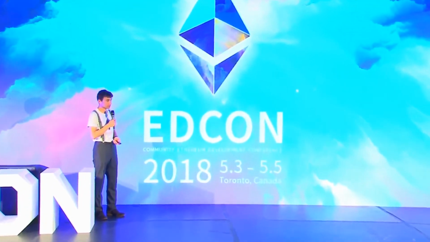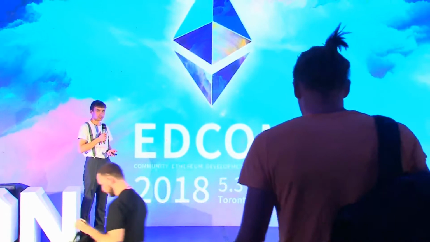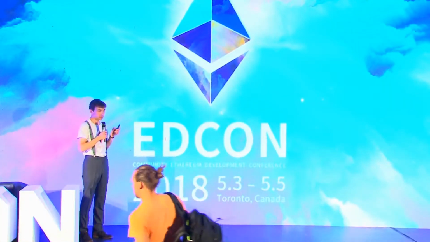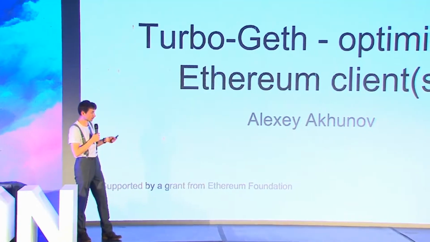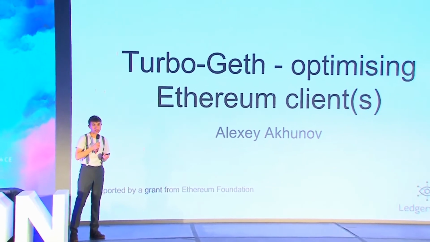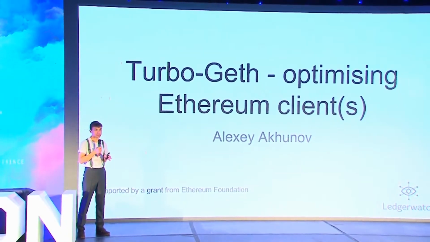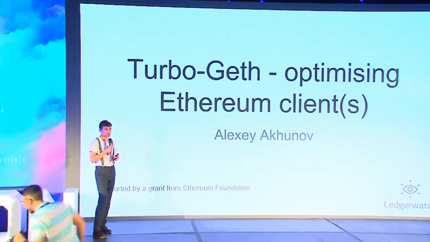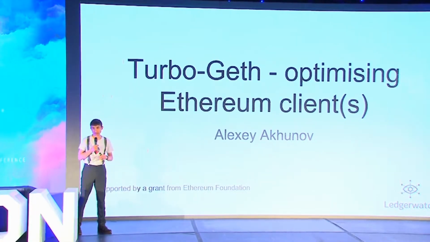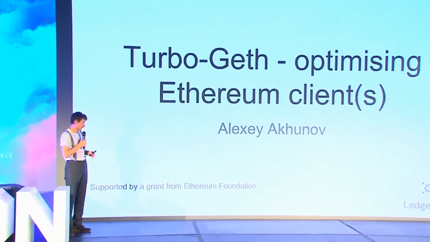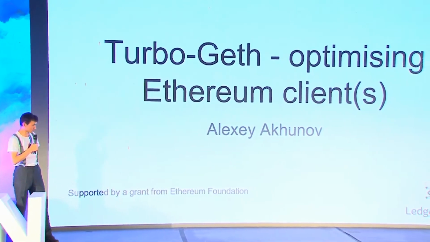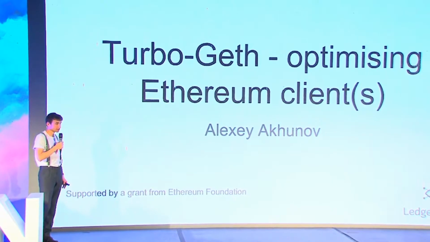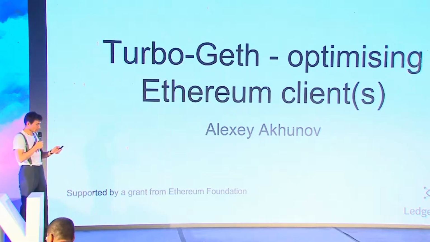So I'm going to be talking about turbo-geth, which is a derivative of Go Ethereum, which you're probably all familiar with. It's aimed at improving performance and reducing the cost of running full nodes and archive nodes. So maybe not like a personal wallet, but more of the infrastructure backbone. And I'm really grateful to the Ethereum Foundation for providing a grant for this work.